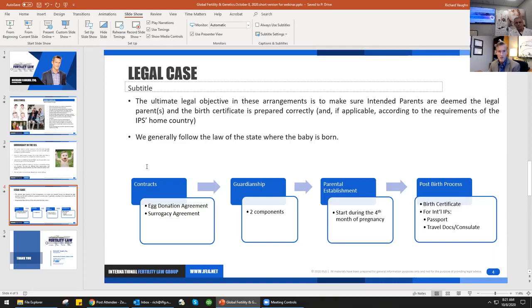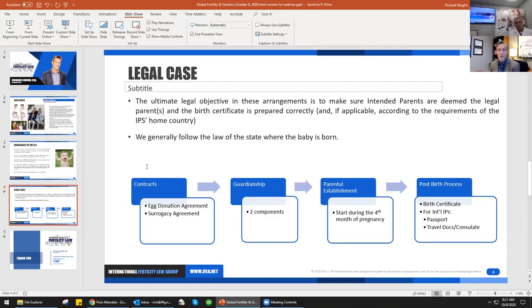And then once you have the birth certificate in hand, you can apply for the child's US passport, which in non-COVID times will take about 3 to 5 business days at the most on an expedited basis. During COVID right now, it's a little bit longer, but we don't expect that to last forever.